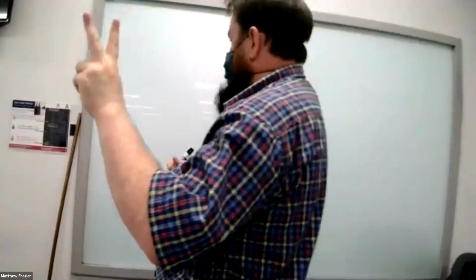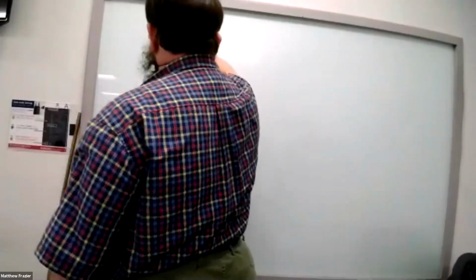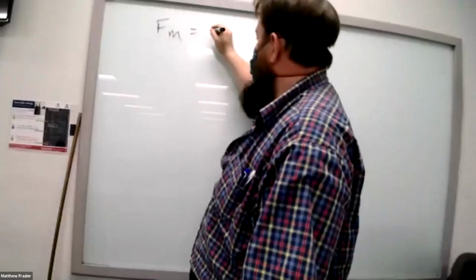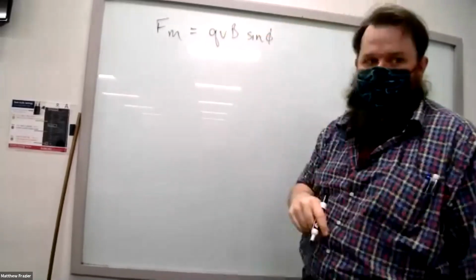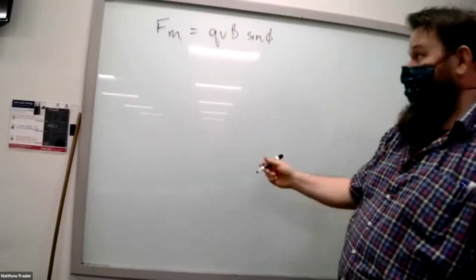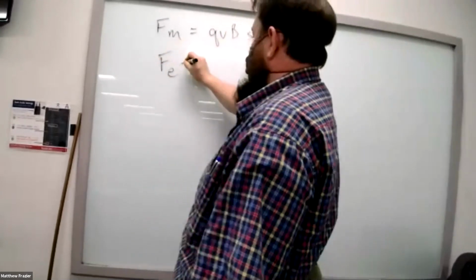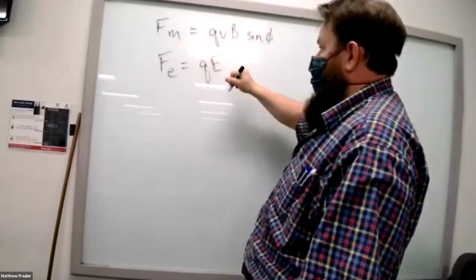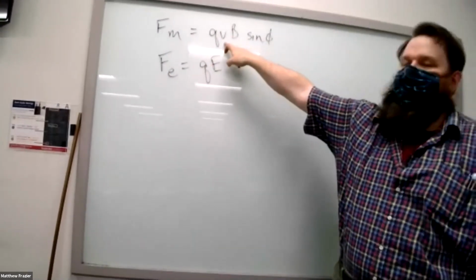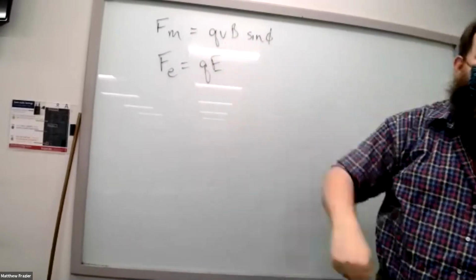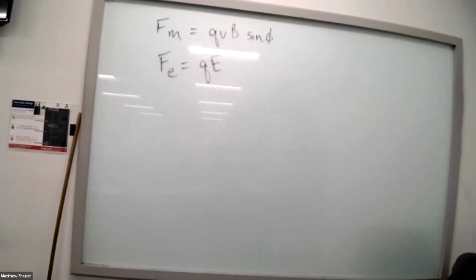So there's really two forces. The magnetic force, which is QVB sine of phi or theta or whatever it is, and the electric force. We've described situations where the velocity is zero or the velocity is parallel to the field, and so the magnetic force is zero. That means that there can only be an electric force.